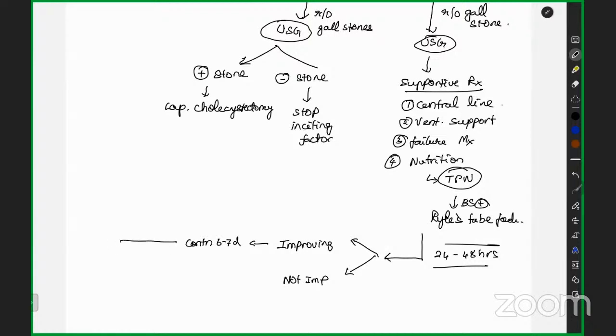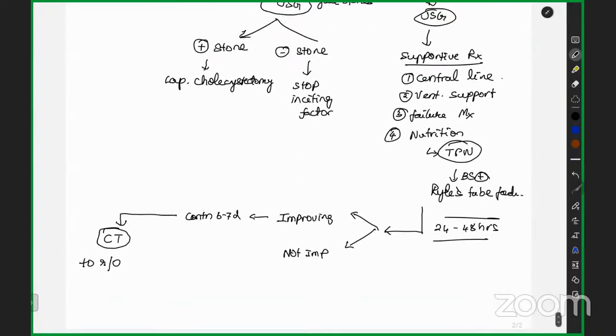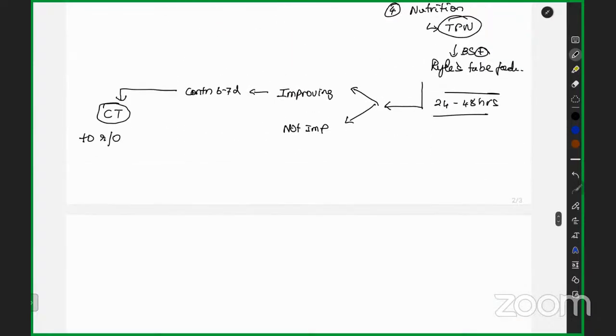Then what you're going to do is, you're going to take a CT scan. So remember, only after 6 to 7 days of continuation of treatment, you're going to take a CT scan. Why do you take a CT scan? To rule out. Can you tell me what are the conditions you're going to rule out here? You are going to rule out, number one, write it down, peripancreatic fluid. You're going to rule out peripancreatic fluid, number one.